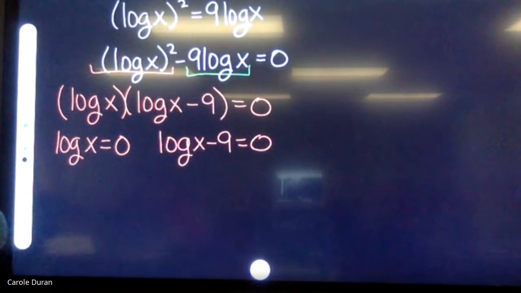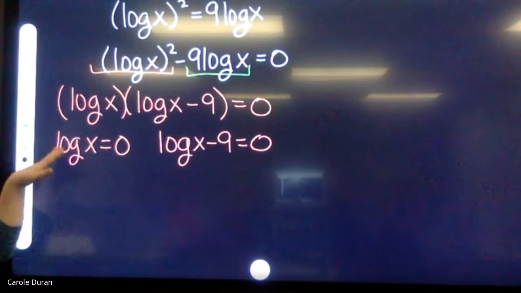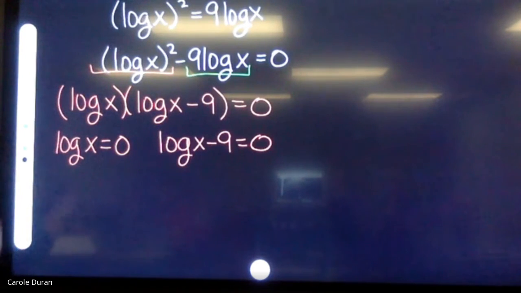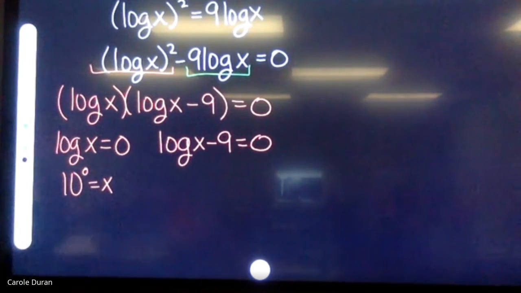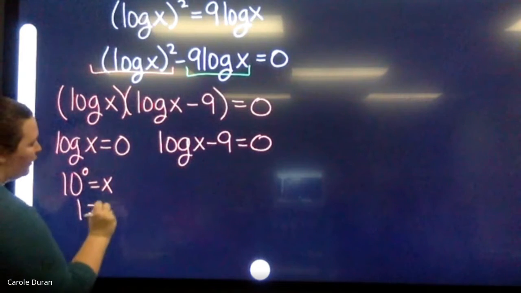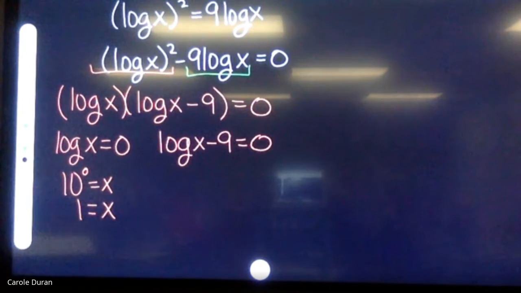Of course, it's kind of difficult to solve them the way they are right now. So I'm going to go ahead and change each side into an exponential function. So whenever I have log of x with no base, what do I assume the base is? 10. So this is the same as 10 to the 0 equals x. What's 10 to the 0? 1. Anything to the 0 power is 1. So for my answer on this leftmost function, I get x equals 1.